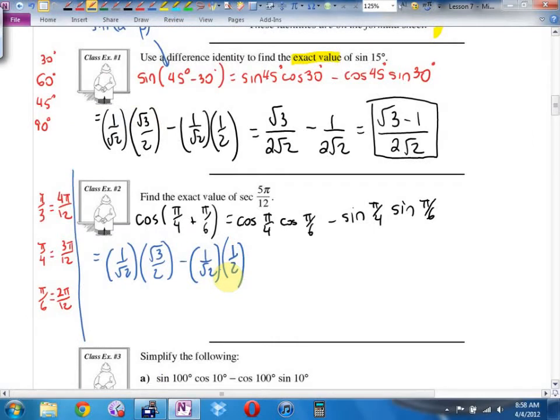Sorry. Oh, and then Tyson, how do I multiply fractions? Top times bottom times? So this will simplify into root 3 over 2 root 2 minus 1 over 2 root 2. Yeah? Oh, do I have a common denominator already? Oh, even more gooder, because this will simplify to root 3 minus 1 over 2 root 2. Yes?